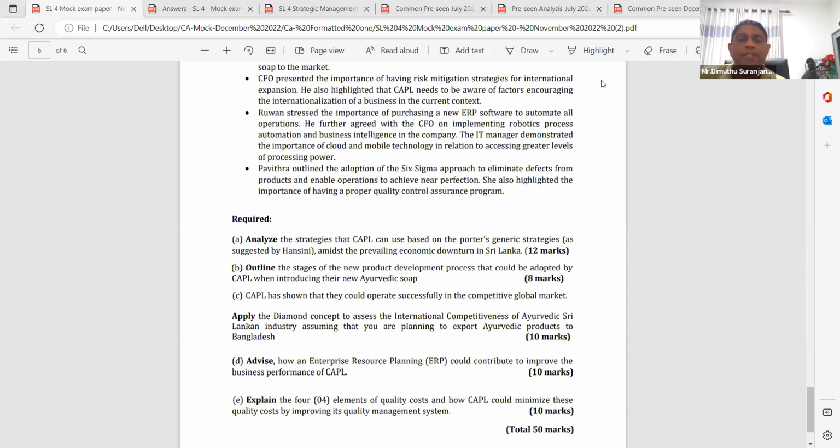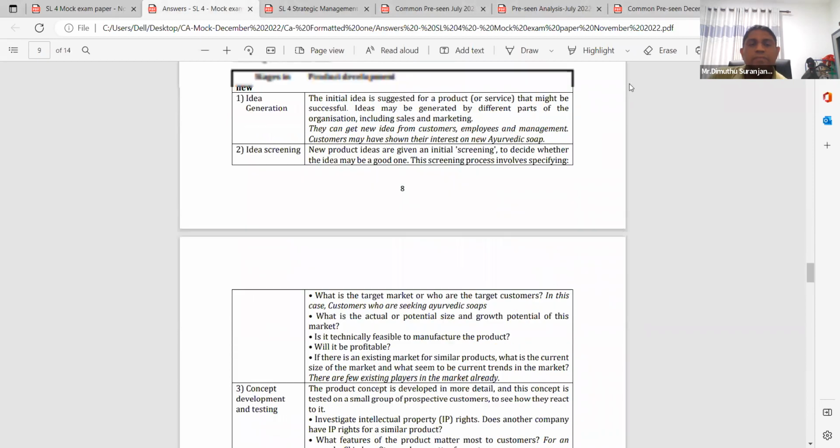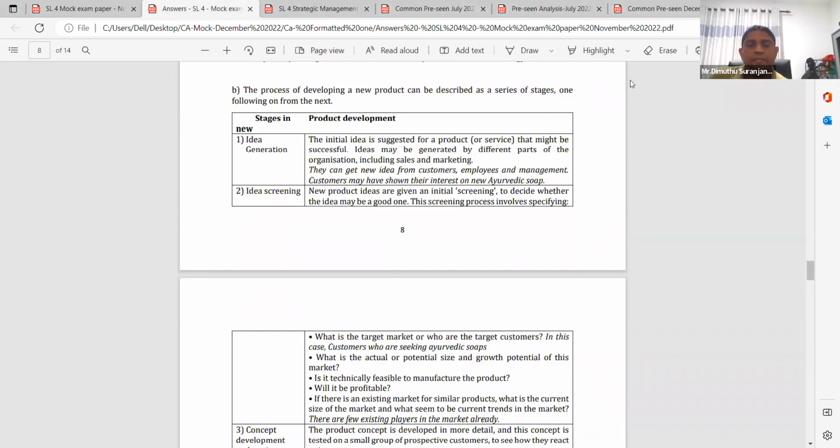Then second one, outline the stages of the new product development process that could be adopted by CPL when introducing their new RB. So that is theory actually. So what are the stages? What is the starting point? Idea generation, no? Then that means you have to get the ideas from different sources, no? Right? Then what is the next one? Idea screening, no? So you evaluate the ideas and identify the best one.